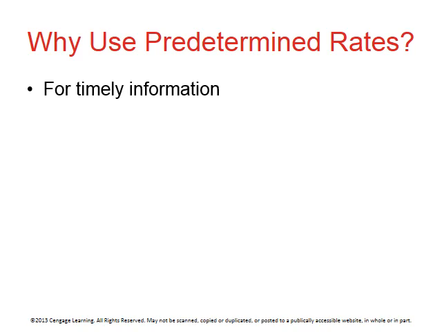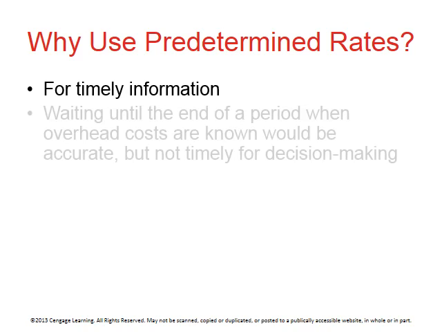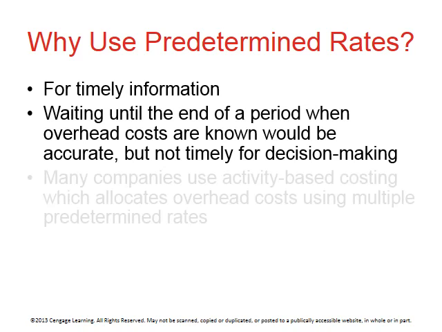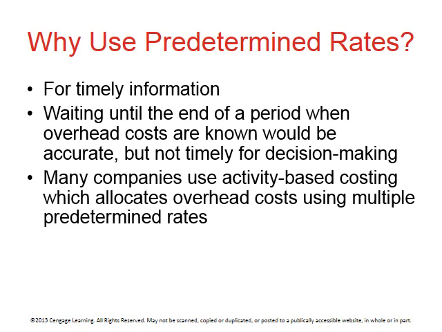Why are we using the predetermined rate? Why don't we just allocate actuals? Well, this way we get timely information because we can use the predetermined rate to apply the overhead at any time. Whereas if we used actuals, we'd have to wait to the end of the period to allocate the overhead. It's more accurate to wait to the end of the period, it's just not timely because you have to wait. And some companies use what's called activity-based costing, ABC, which uses multiple predetermined rates and multiple activities, and we'll look at that later.